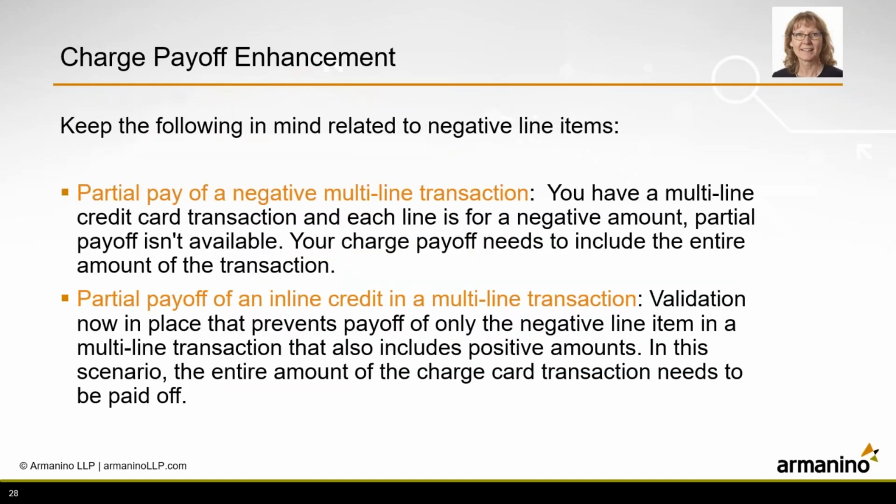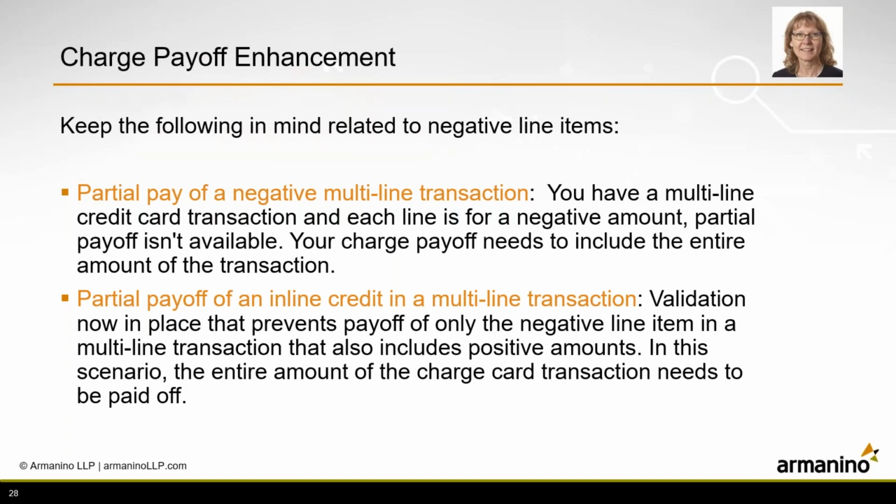Some definite notes that you're going to want to be aware of with this new negative line item. There are a few things that it won't do. So if you have a partial payoff of a negative multi-line transaction, so in other words, you don't want the whole $25, you want just like $12.50, your charge payoff needs to include the entire amount of the transaction. So you can't do a partial payoff on a negative amount. Partial payoff of an inline credit, same thing. Validation is now in place that prevents payoff of only the negative line item in a multi-line transaction that also includes positive amounts. So what is that saying?